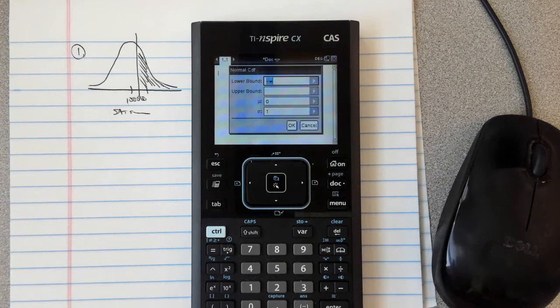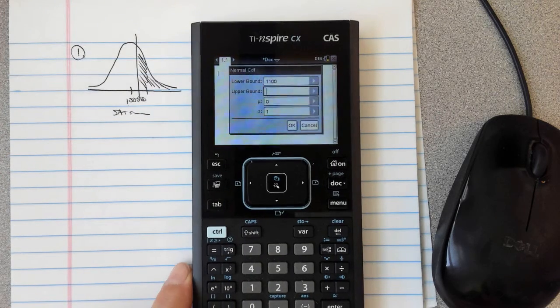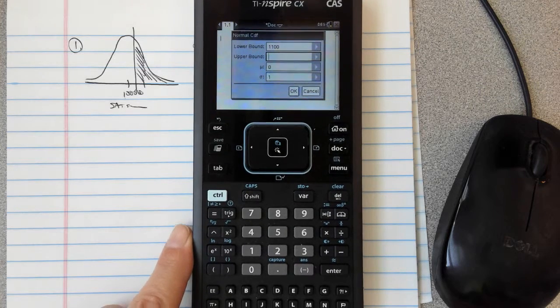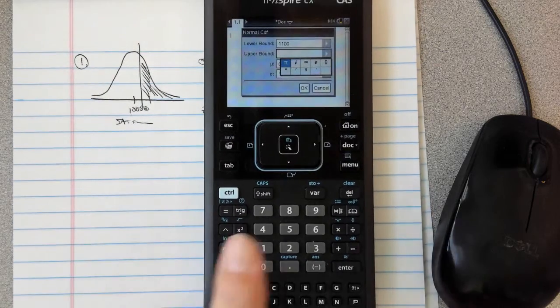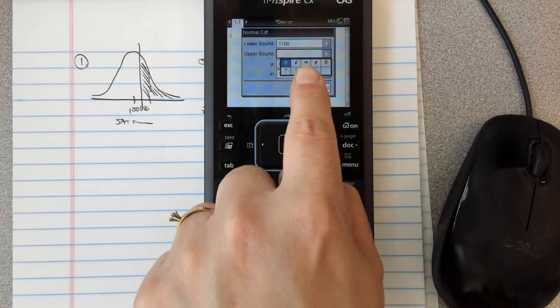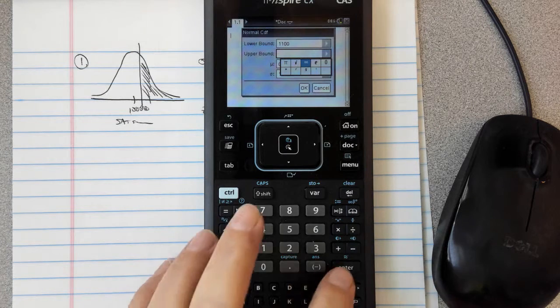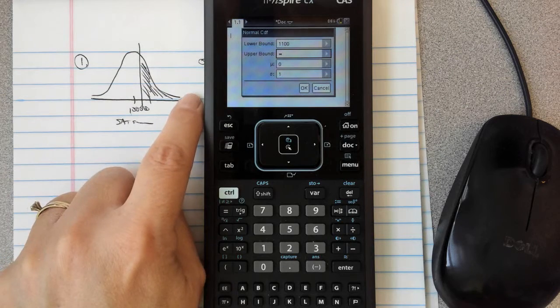If I do the raw score, my lower bound is 1,100. My upper bound, this shades all the way up to infinity forever and ever. And since you have a CAS calculator, you actually have an infinity key. All the way down here toward the bottom, this pi key, if you click on it, you get this little menu, and infinity is right there. You also can just put in a really big number, like a big string of 9s. That would work too, but this is quicker. So upper bound is infinity because it does go on forever.